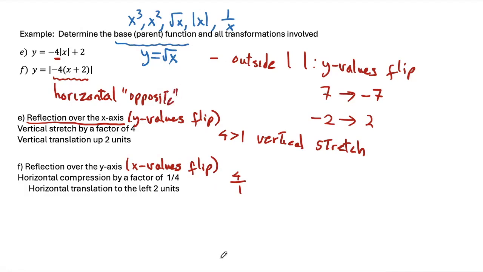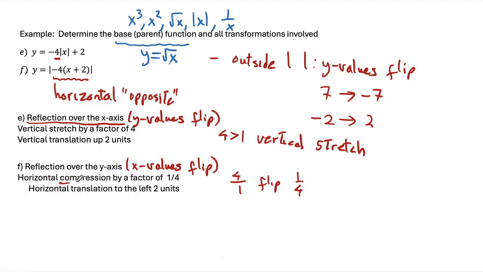So if you take a 4 and then you flip it, you flip a 4, it becomes 1 over 4. And now it wouldn't make sense for me to call this a horizontal stretch. So it's going to be the opposite. Instead of multiplying the x values by 4, we're actually going to be multiplying them by 1 over 4, which is going to make them smaller.